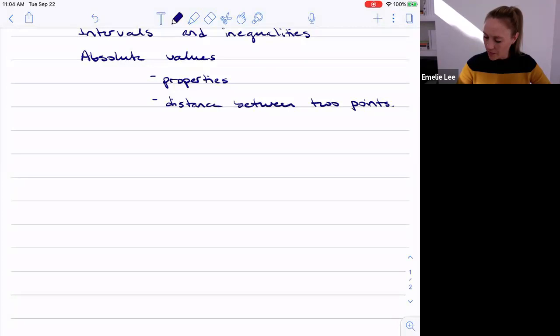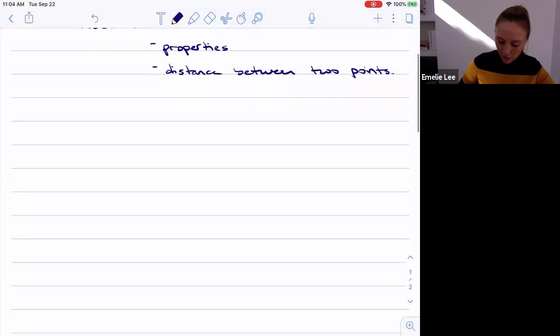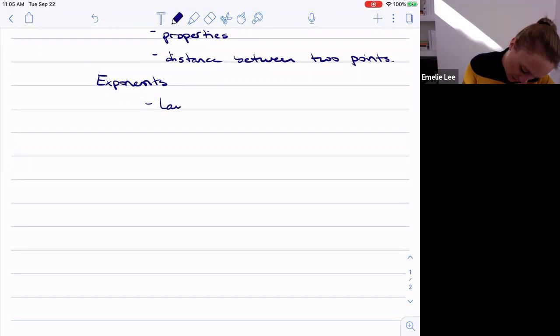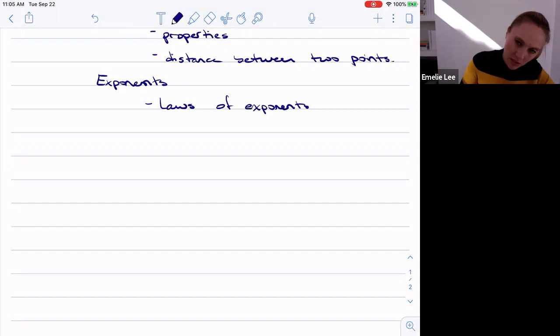After the absolute values, we talked about exponents and the laws of exponents, which I'm expecting you to be comfortable with and fluent in. We'll see tons of exponents today, so we'll get lots of practice there, and I'm expecting you to get more comfortable with them. We also talked about scientific notation, which involves exponents.